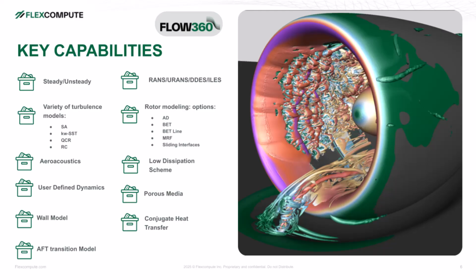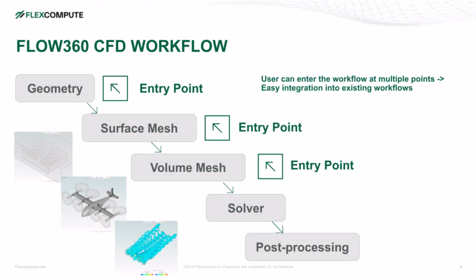For rotor modeling, we offer multiple options balancing fidelity and computational cost, including actuator disk, BET line, moving reference frame, and sliding interfaces. We also have an aeroacoustic solver, a load dissipation scheme to increase accuracy on transient simulations. We support user-defined dynamics, porous media, wall modeling, conjugate heat transfer, and an AFT transition model. Now we'll cover how to use these capabilities within the workflow.